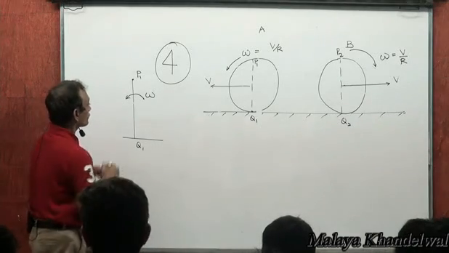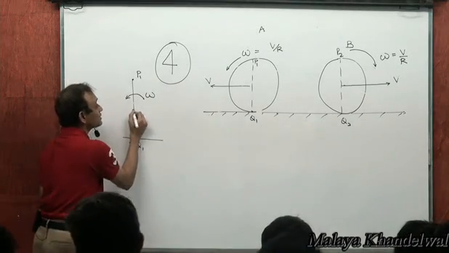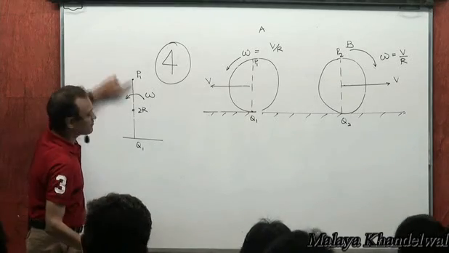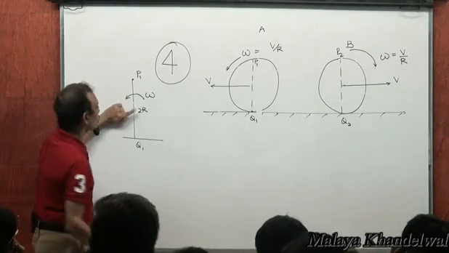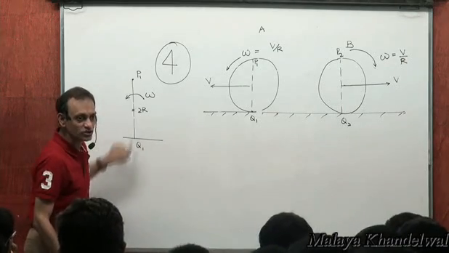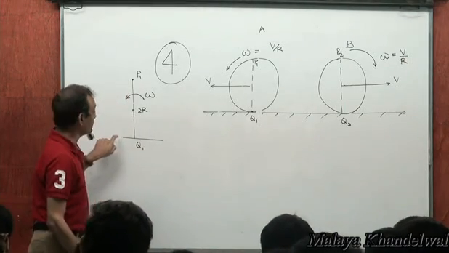Now, this length is 2r. So the induced EMF across P1Q1 is going to be what? Half B omega into 2r whole squared is the induced EMF across P1 and Q1.